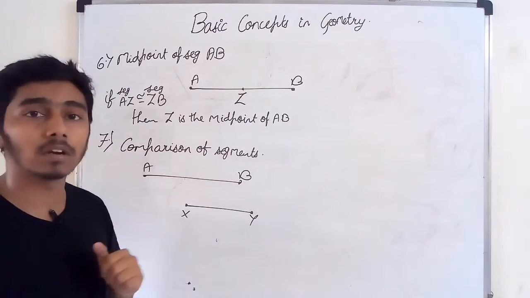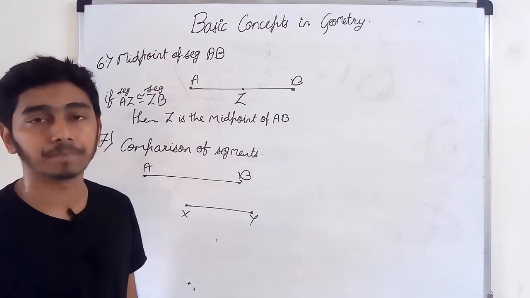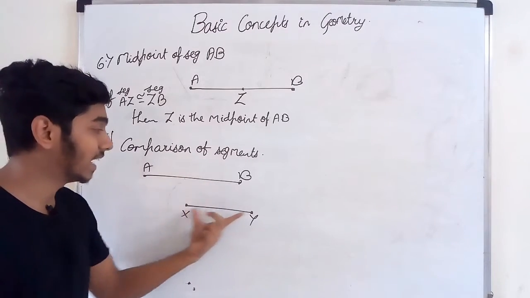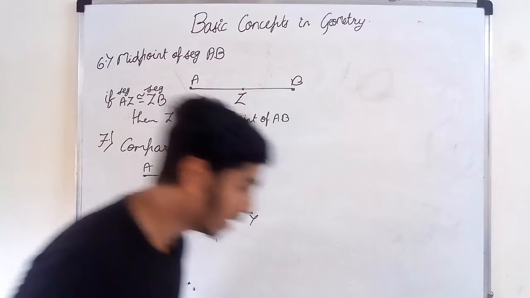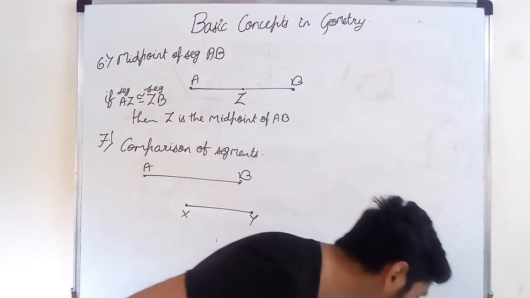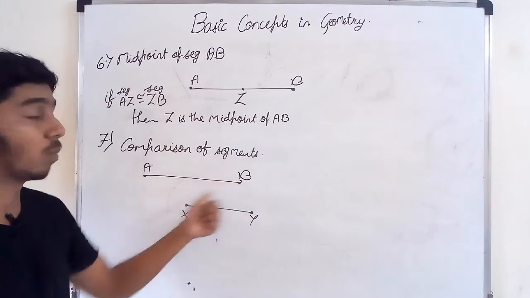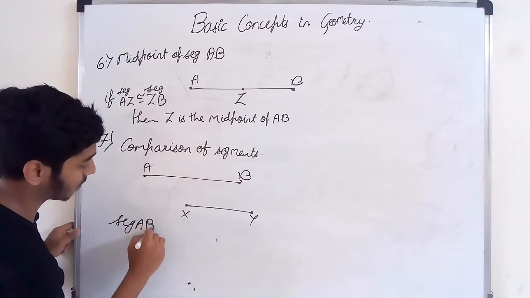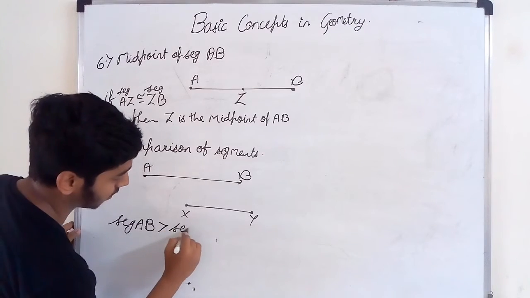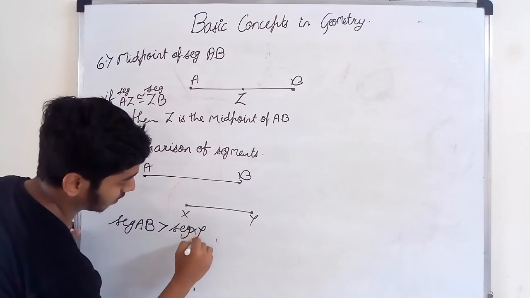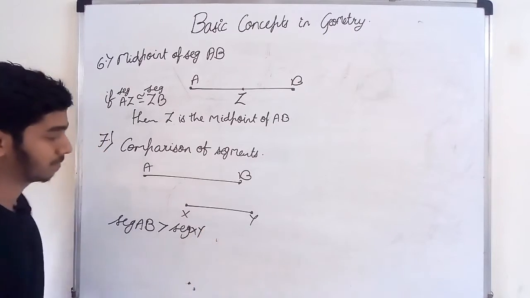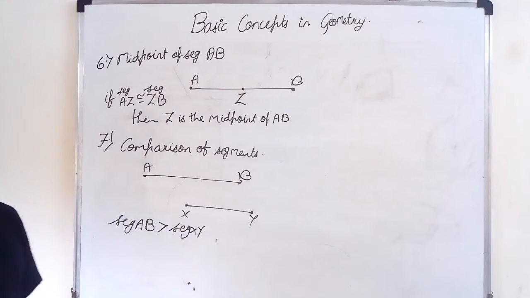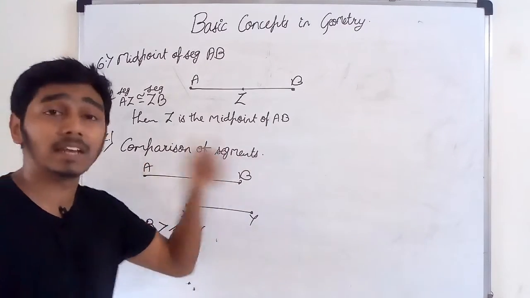Now comparison means which one is bigger and which one is smaller. Here the length of AB is greater than the length of XY, correct? So we can say that segment AB is greater than segment XY. We can say that segment AB is bigger than segment XY. So that's what comparison of segments is.